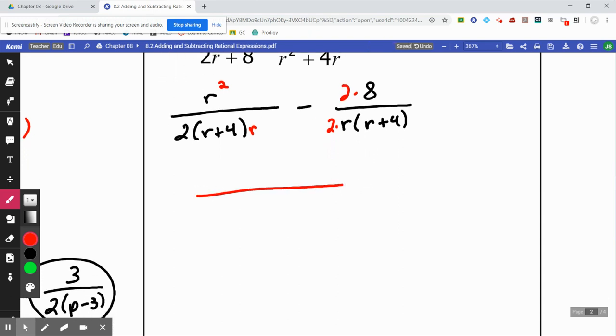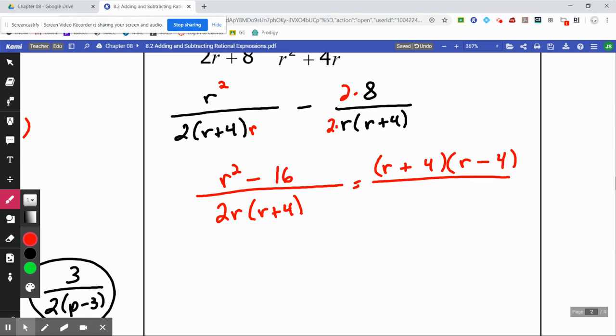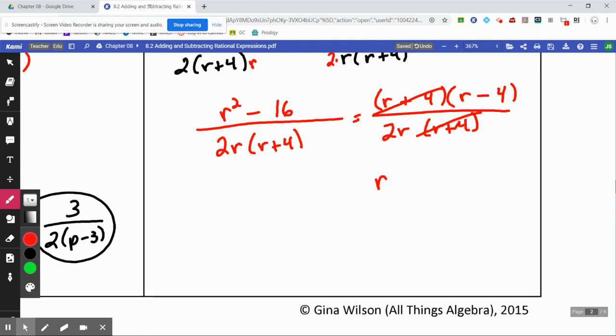So the bottom, and it doesn't matter the order, but we like to put the number and the single variables and then the binomials last. It just looks better. And on top you have r squared minus 2 times 8, which is 16. That is a difference of squares. Difference of squares factors into conjugates. You have an r and an r, plus and a minus. 4 times itself gives you 16. On bottom you have a 2r and an r plus 4. The r plus 4s will cancel. Leaves you with an r minus 4 on top and just the 2r on bottom.